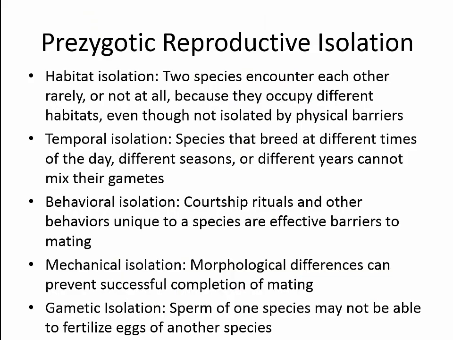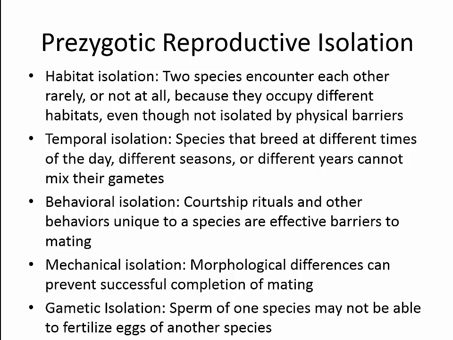Prezygotic reproductive isolation. So, habitat isolation: two species can encounter each other rarely or not at all because they occupy different habitats, even though they're not isolated by physical barriers. Temporal isolation: those two species breed at different times of the day, different seasons, or different years, and they cannot mix their gametes. Behavioral isolation: courtship rituals and other behaviors unique to a species are effective barriers to mating.